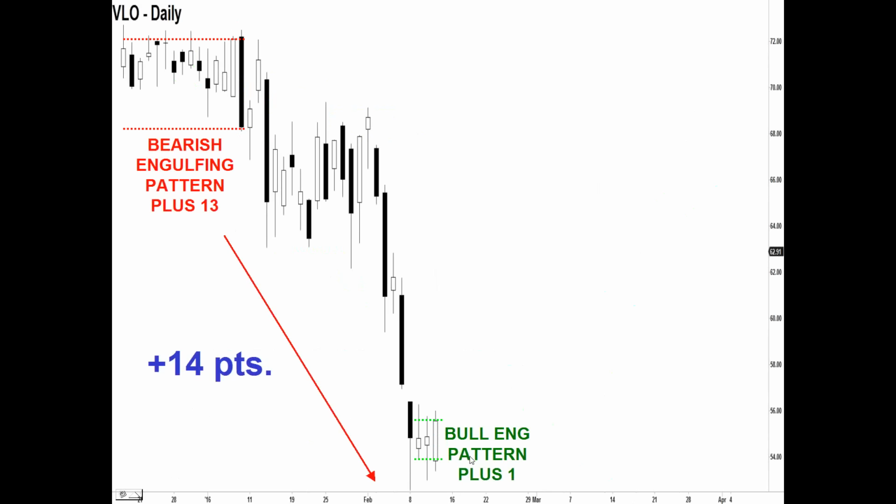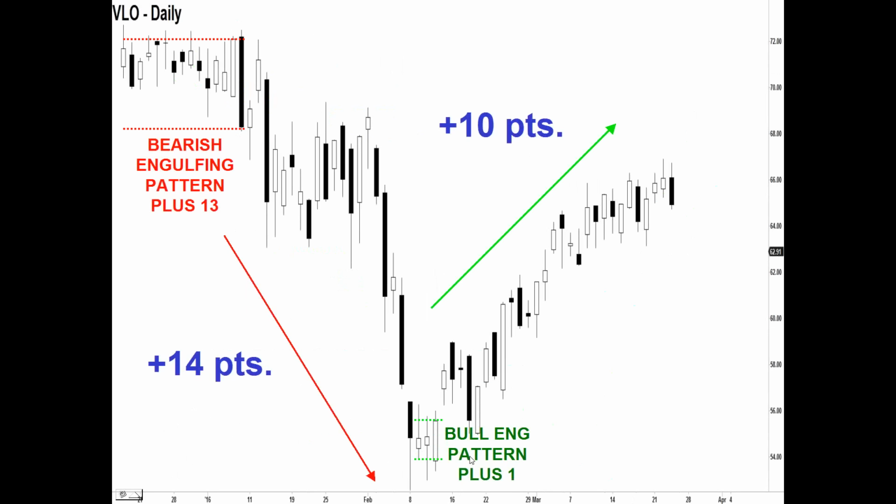So that's a bullish engulfing pattern +1, and we went right back up 10 points. Now, had you missed that, don't worry. Market usually gives you more and more signs. Here's another bullish engulfing pattern, as you can see here, +1. Bar number 2 engulfs bar number 1's range, +1.